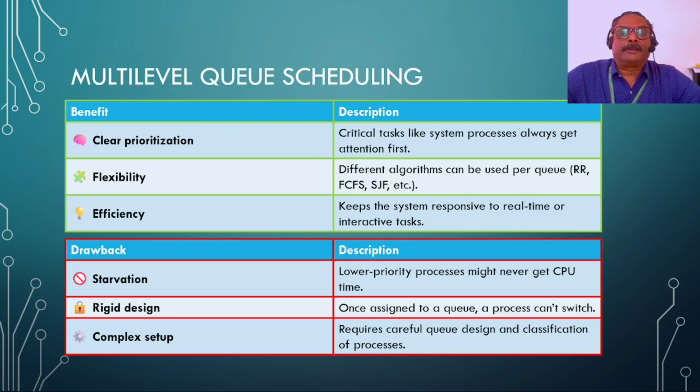And a lot of complex setup is required, a very careful queue design is required, and a very complex classification algorithm is required to identify the importance of every process and to ensure to which queue the current process should be assigned, so that it's really a great challenge in making things work perfectly. So we have a lot of challenges in designing queues, that is identifying which process to be added to which queue and all that.